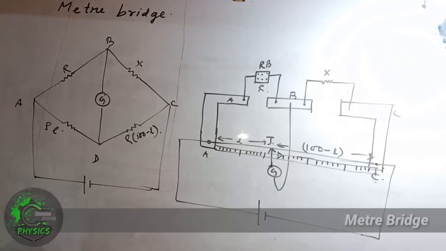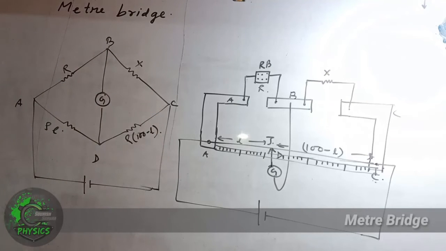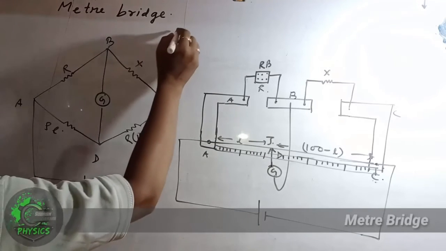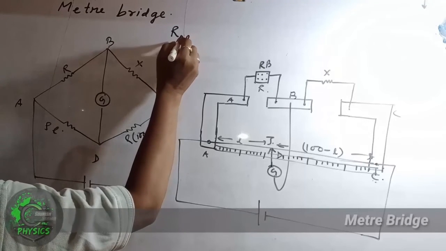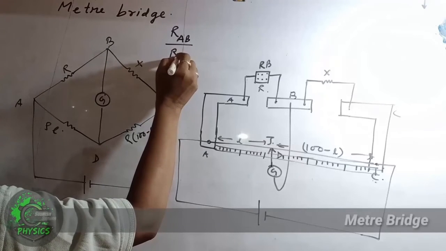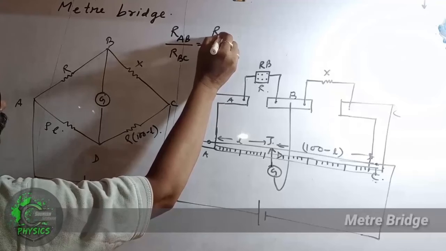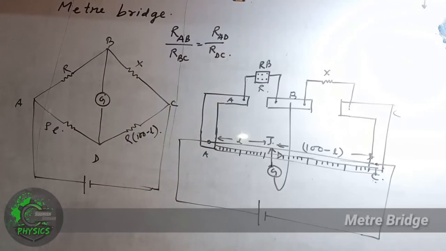And when the bridge is balanced, we know that the resistance of the arm AB by the resistance of the arm BC equals the resistance of the arm AD by the resistance of the arm DC. We know for a balanced Wheatstone bridge, the resistance of the arm AB by the resistance of the arm BC equals the resistance of the arm AD by the resistance of the arm DC. This is the condition of a balanced Wheatstone bridge.